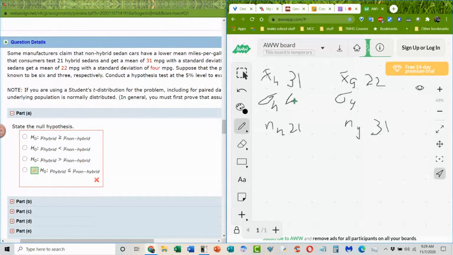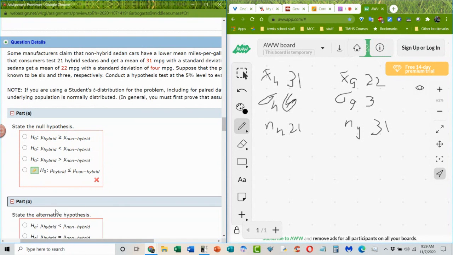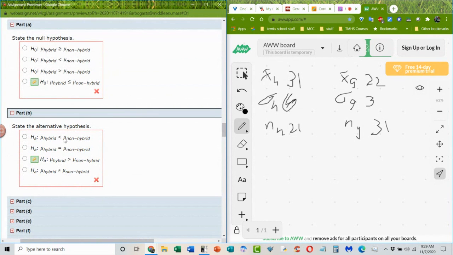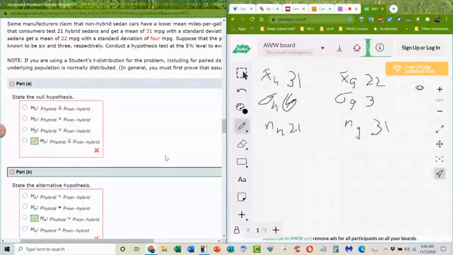Hybrid cars came first, so that's a 6. And gas cars came next, so that's a 3. Now we have to figure out which way we want this to go. Gas cars have a lower mean than hybrid, but this has hybrid going first. So again, we have to flip it around: hybrid is greater than gas. Hybrids have a higher mean than gas cars, so we have to make sure the hybrids go first. This is going to be our X1, this is going to be our X2. We put them in.